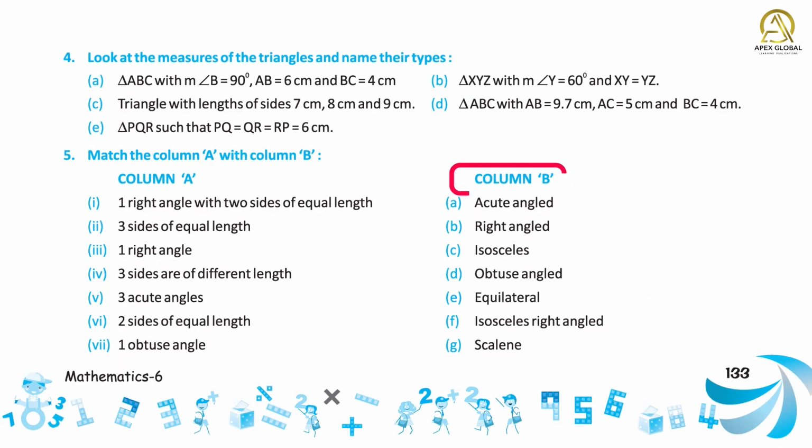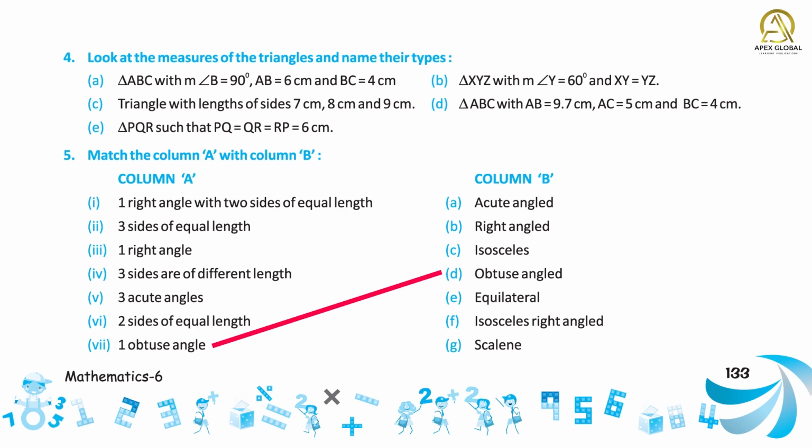Column A, column B. First, one right angle with two sides of equal length to F, isosceles right angled. Second, three sides of equal length to E, equilateral. Third, one right angle to B, right angled. Fourth, three sides of different length to G, scalene. Fifth, three acute angles to A, acute angled. Sixth, two sides of equal length to C, isosceles. Seventh, one obtuse angle to D, obtuse angled.